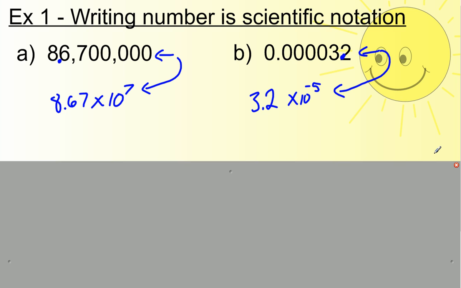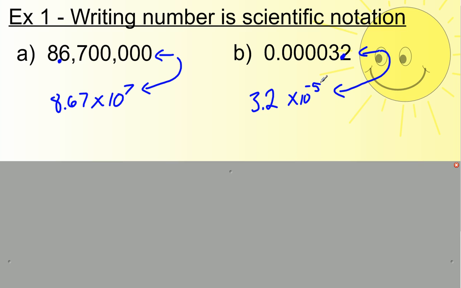If you start off with a number bigger than 1, your answer is going to have a scientific notation with a positive exponent. If your number in standard form is 0 point something, your answer is going to give you a number in scientific notation with a negative exponent.